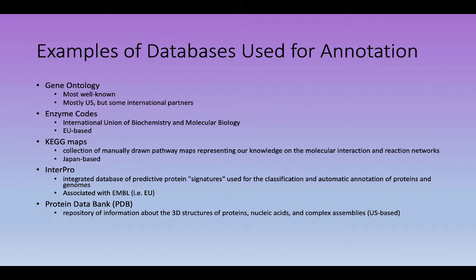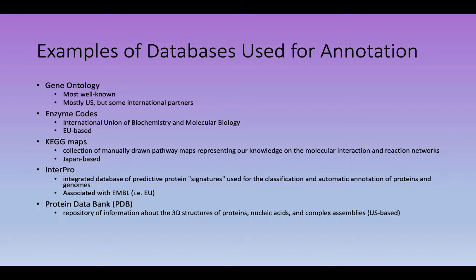So a couple examples we're going to be using when you do this type of work. You're very much reliant upon information that is already existing in databases. These are some of the main databases. They're not all of them by any means, but some of the principal players in this field of annotation. There's the Gene Ontology, which is one of the most well-known databases for annotation. There's the enzyme code repository. This is run through the European Union and by the International Union of Biochemistry and Molecular Biology.